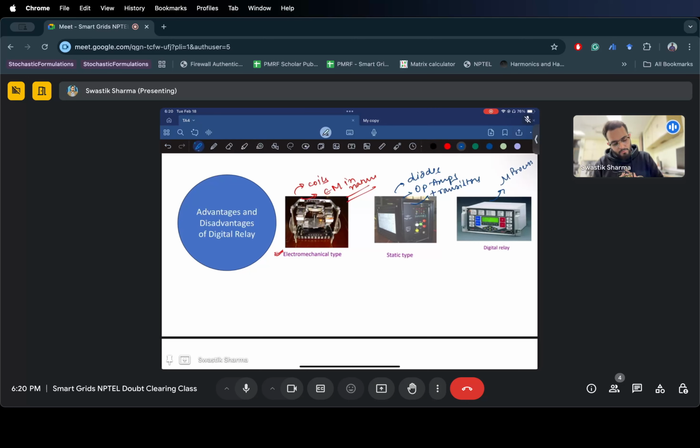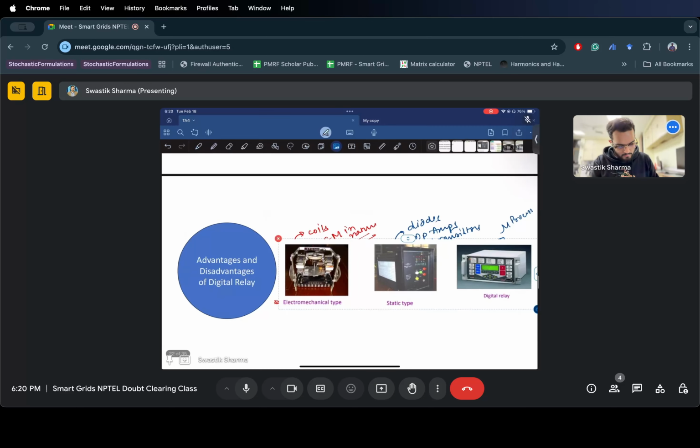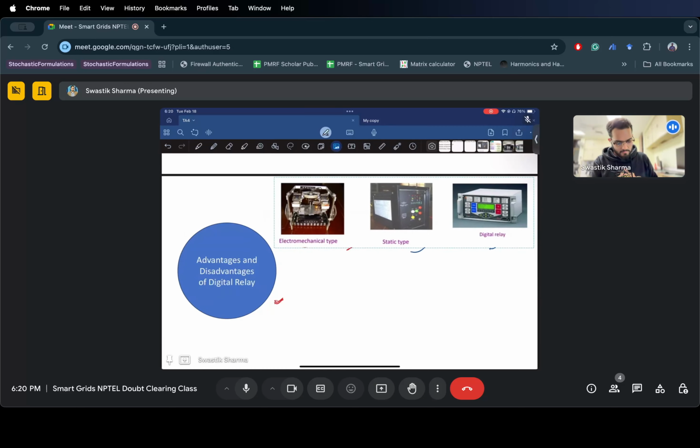and these microprocessors have algorithms which can detect when to trip, how to trip, and what to trip, right? And these digital relays are, I can't say new, but much more improved versions of their earlier predecessors, right? With their advantages, which we'll talk about in a bit, they also have a few disadvantages. Let's list them out.